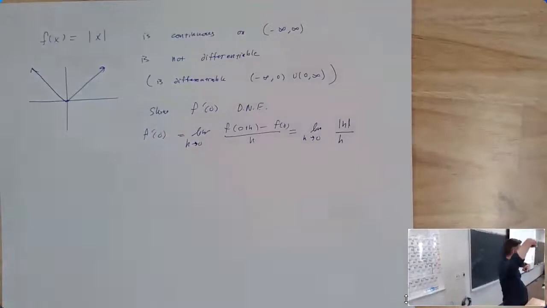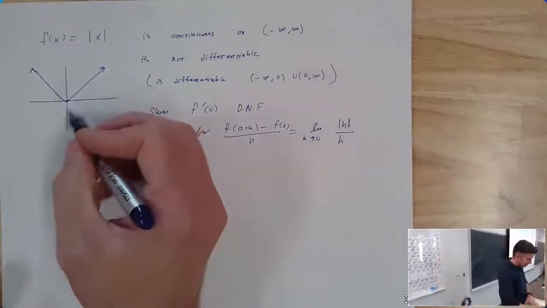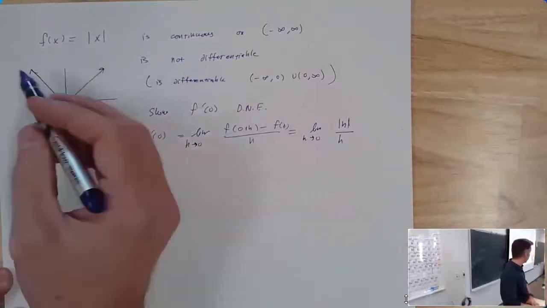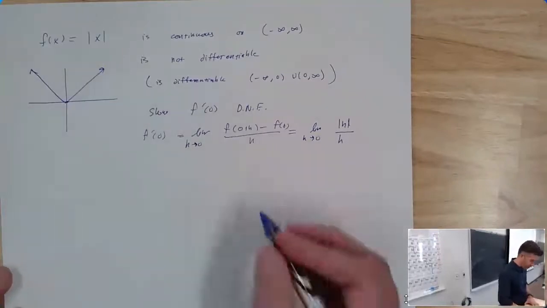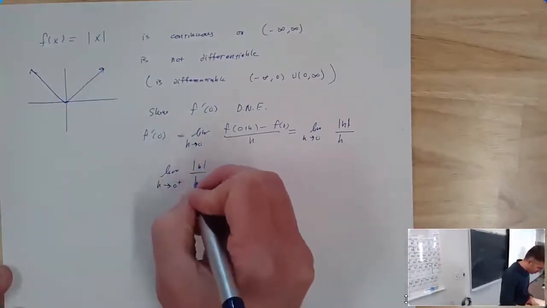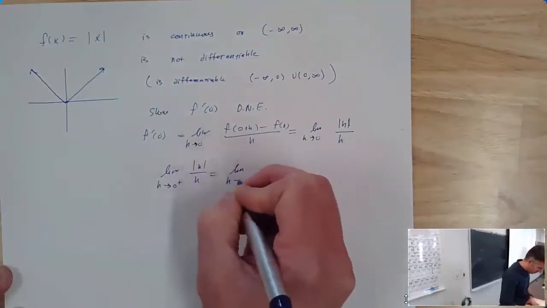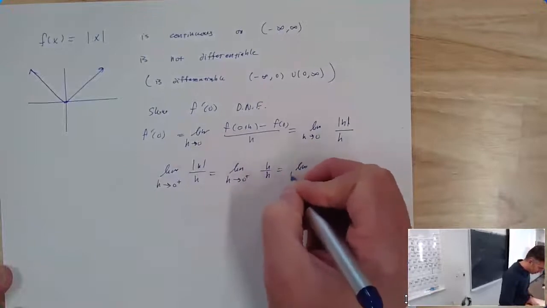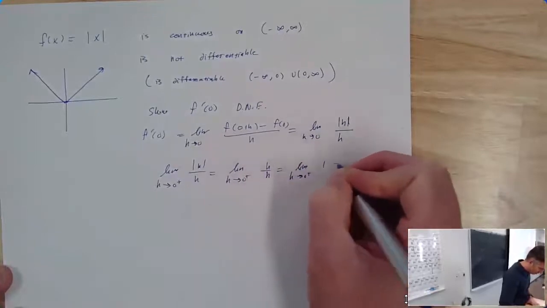And then you have to do the two-sided limits. Right side is going to be positive 1, left side is going to be negative 1, which makes sense because the slope on the right side of this graph is positive 1. The slope on the left side of this graph is negative 1. So we definitely have, oh yeah, the limit as h approaches 0 from the right is just the limit as h approaches 0 from the right of h over h, which is the limit as h approaches 0 from the right of 1, which is 1.